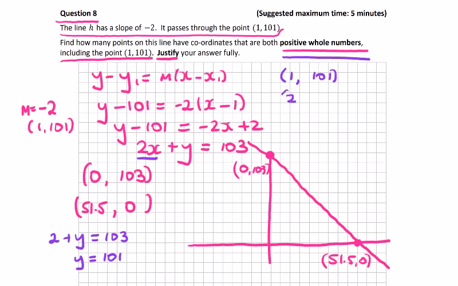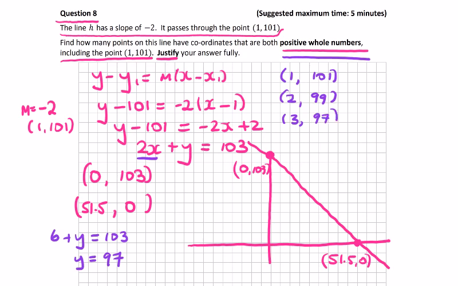We're just seeing the point 2. When x is equal to 2, this will become 4, and y will become 99. So the point (2, 99). So all the positive whole numbers work, didn't they? The point 3, let's just double check that. 2 3s are 6, so y would end up being 97.